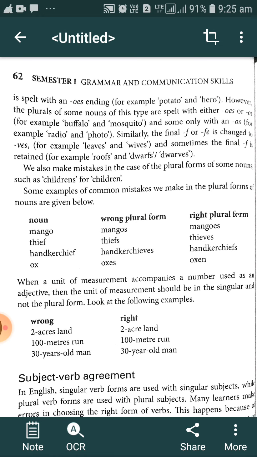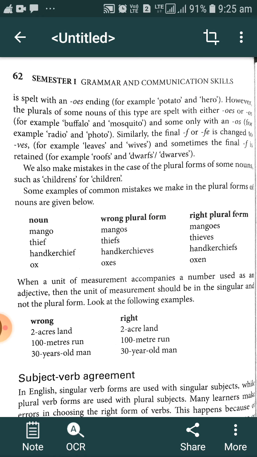Ox, the plural form of ox is oxen, OXEN, not oxes. Okay. This type of common mistake we generally commit while forming the plural form of a noun. So it is very mandatory, if we want to get a proper idea about all these plural forms of nouns, that we should frequently refer to the dictionary, and that is the only way that we can get proper vocabulary building while studying any language.